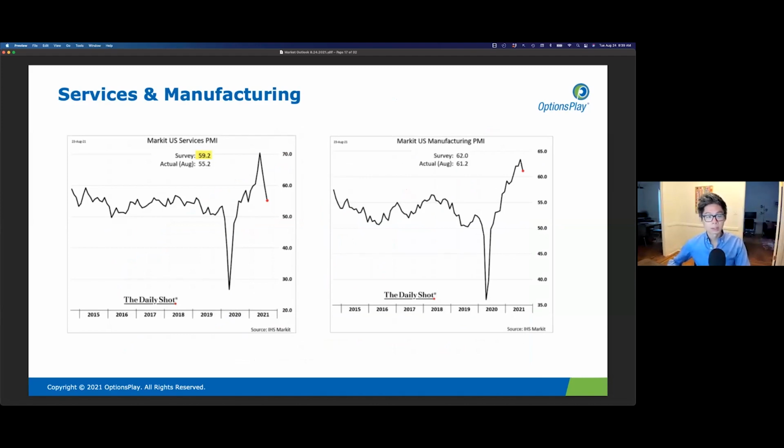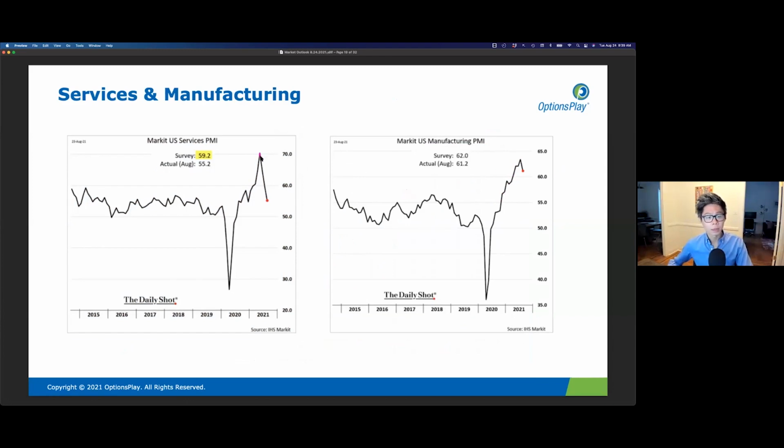Now, just taking a look at some of the economics, one of the things I did want to point out here is we've been talking about manufacturing and services PMI and how important it is that while manufacturing remains strong, we need to see services continue to rebound. Unfortunately, over the past month here, we have seen services come down quite a bit.